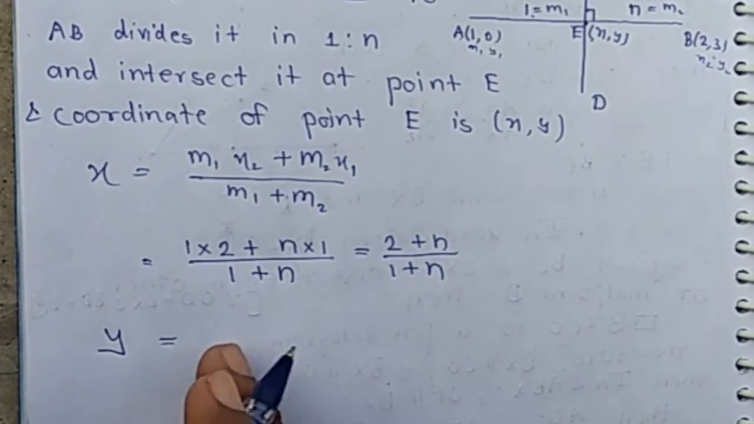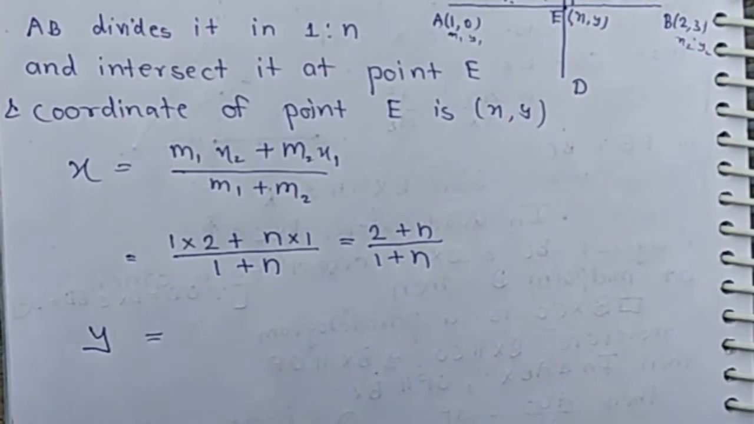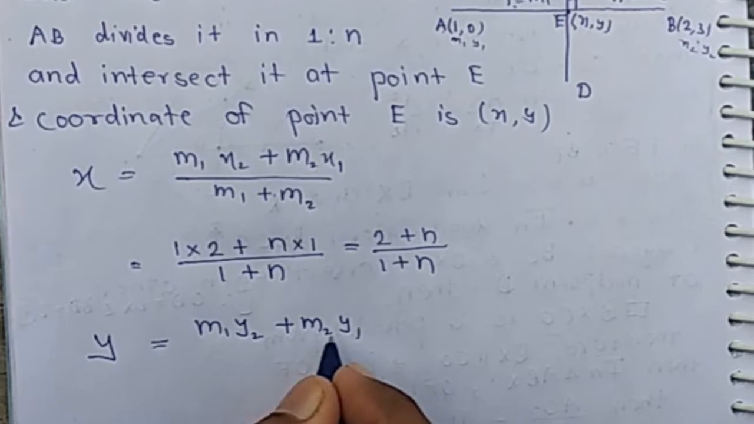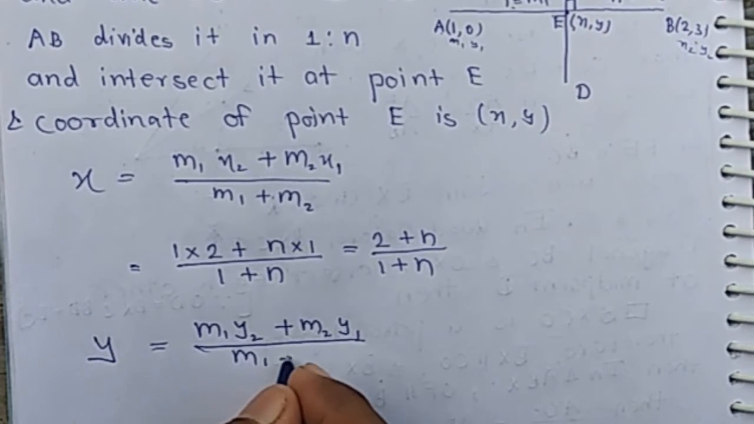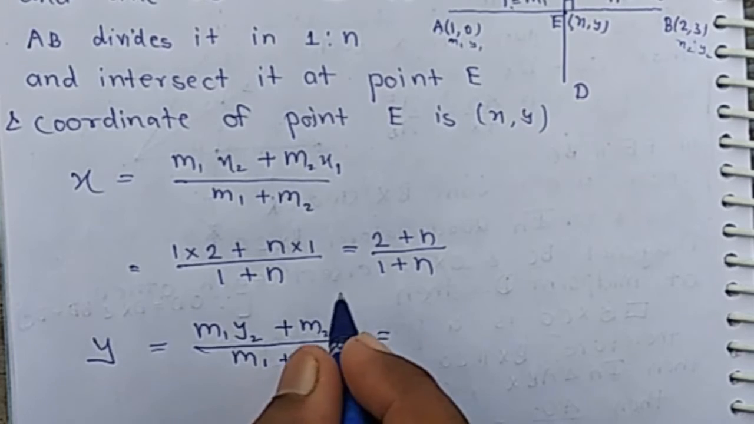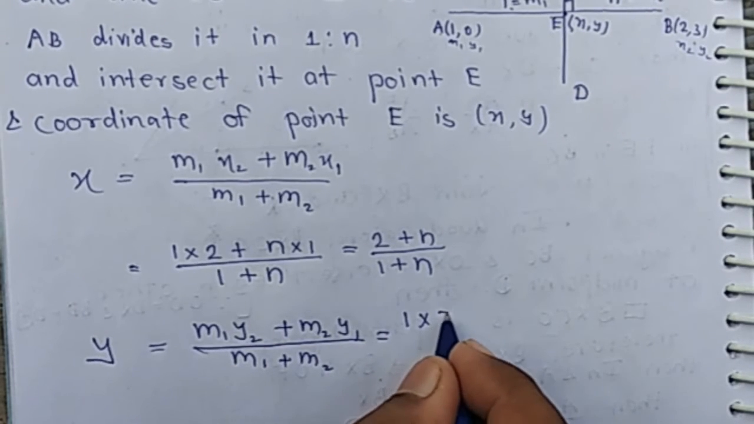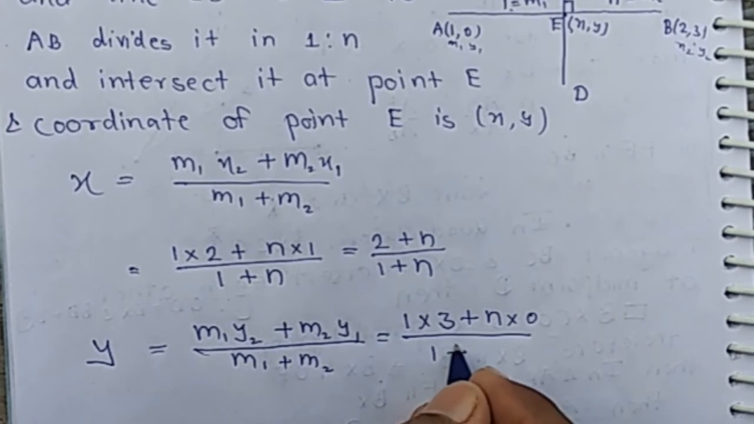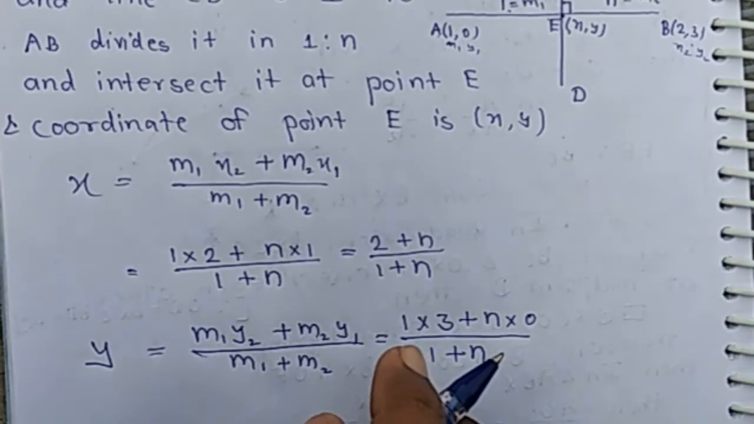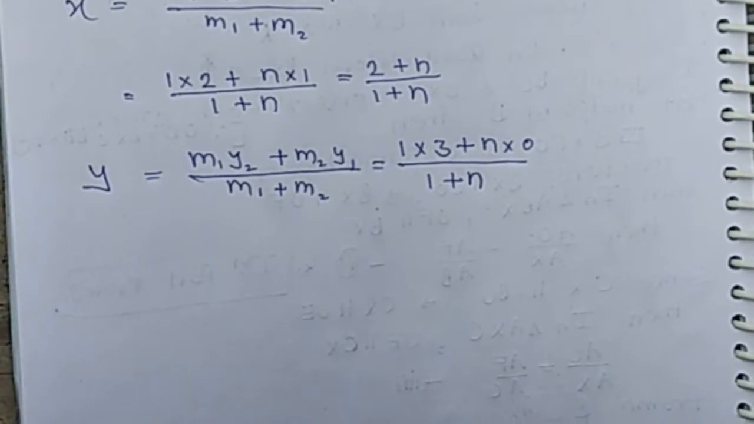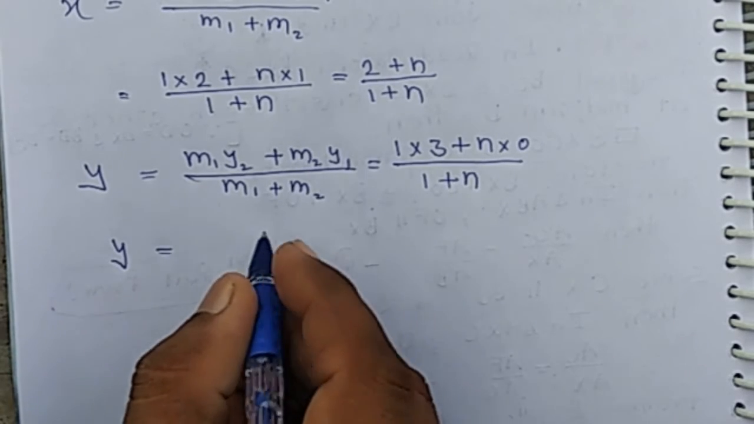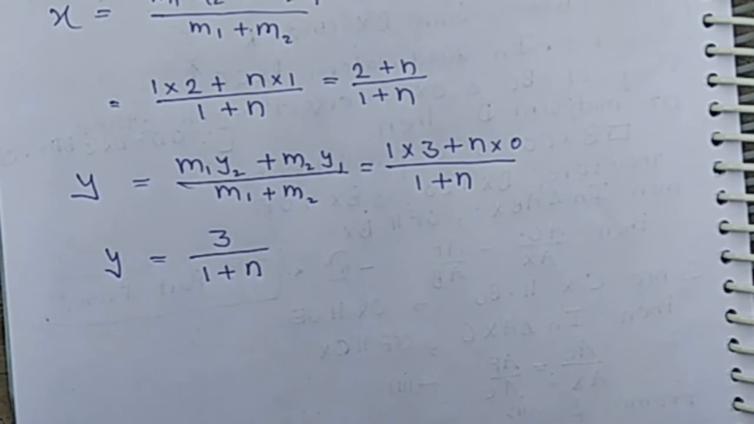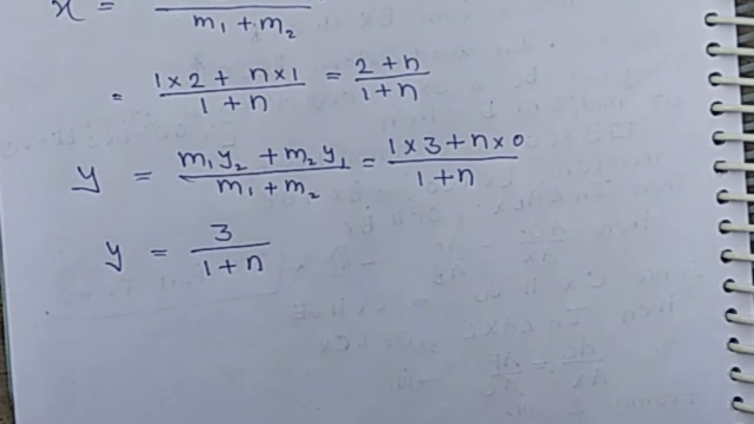Y equals (m1 y2 plus m2 y1) by (m1 plus m2). Here m1 is 1, y2 is 3, and y1 is 0. Now we have the value of y as 3 by (1 plus n).